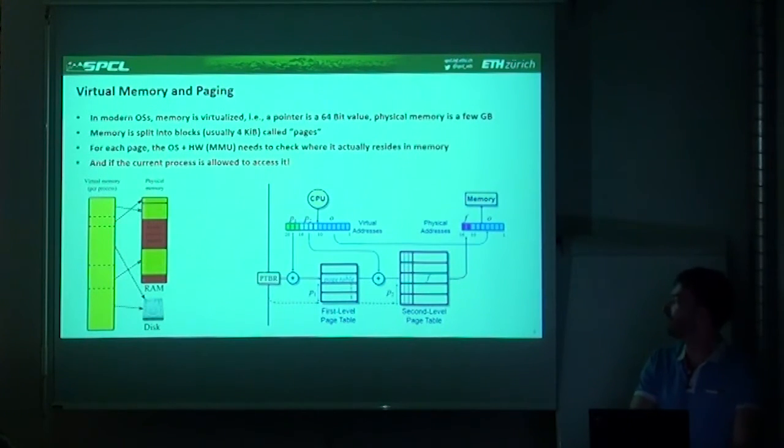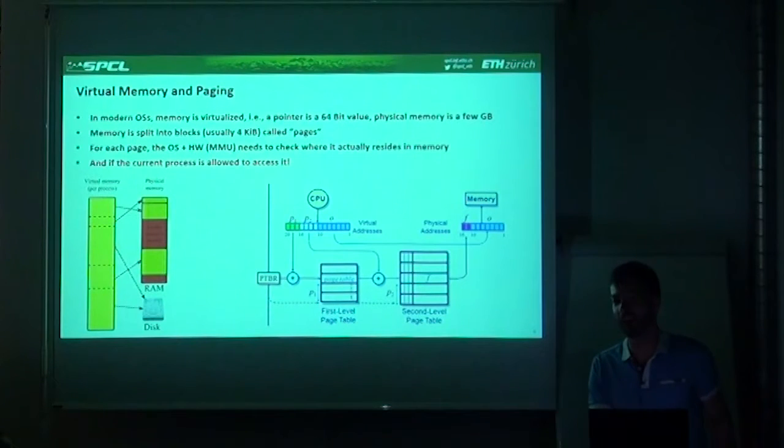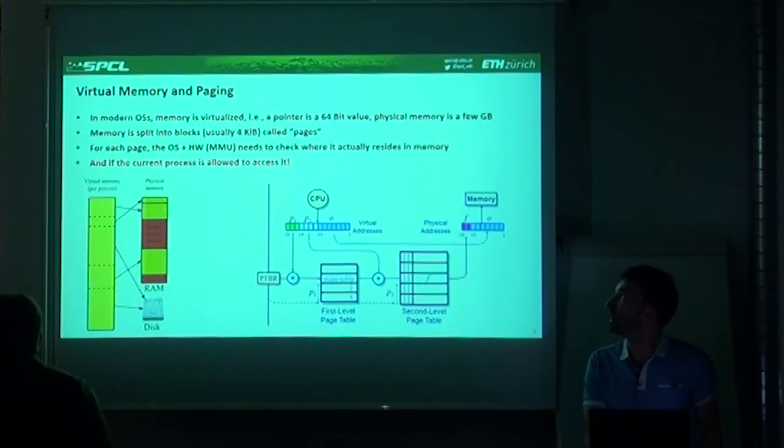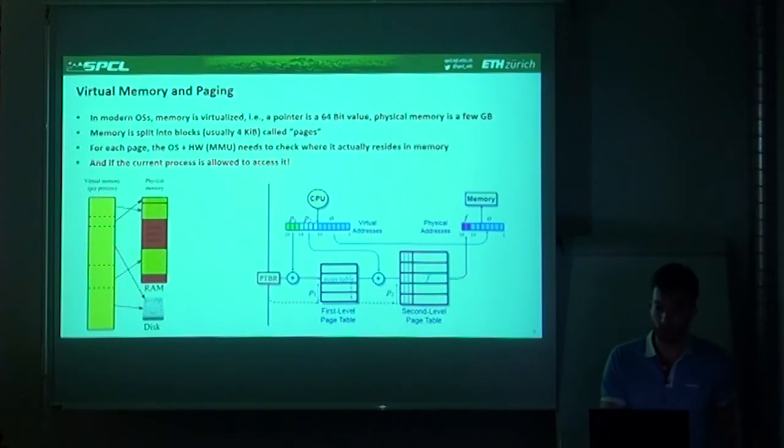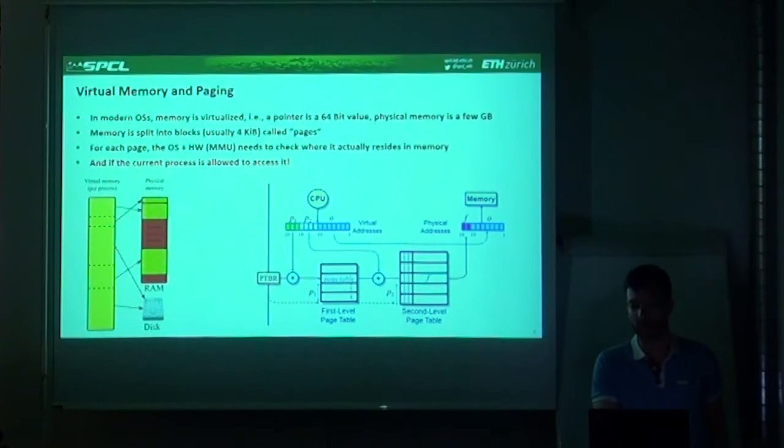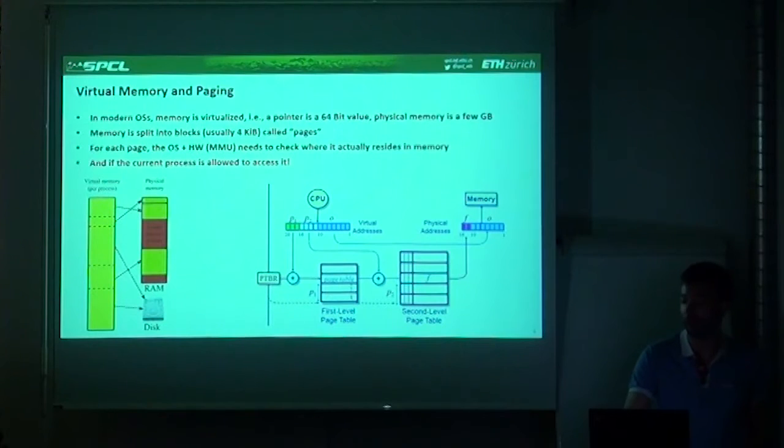To understand Meltdown fully, we need some other cool OS or computer architecture feature, virtual memory. So in any modern OS, memory is virtualized. That means we have a pointer. Nowadays, pointers are 64 bits in size, and physical memory is not always the same size, right? We can buy more RAM or remove RAM.